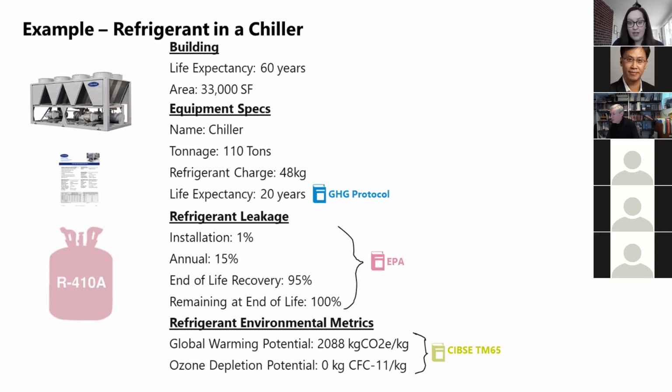And then the leakage metrics around this, which some of you may not be familiar with, are 1% at installation, and about 15% lost per year. That's for an average chiller per the EPA data set. At end of life, they expect that 5% will be lost, and the amount remaining at end of life is expected to be 100%, meaning it's fully topped up when it's decommissioned. The environmental metrics for R410A: the global warming potential is 2,088 kilograms of CO2 equivalent per kilogram of refrigerant. There's no ozone depletion potential associated with R410A.